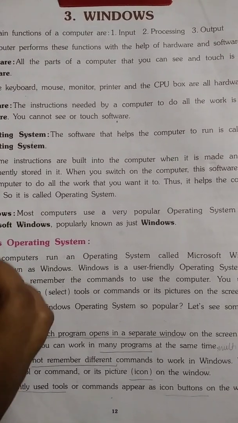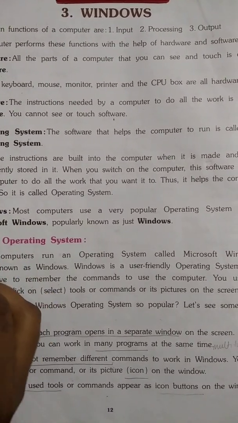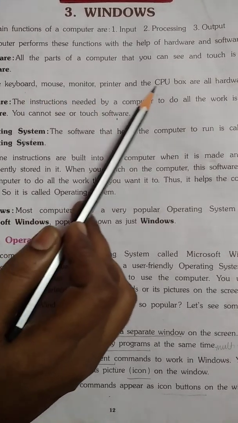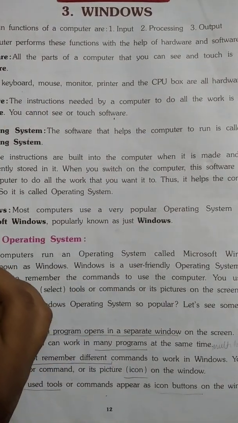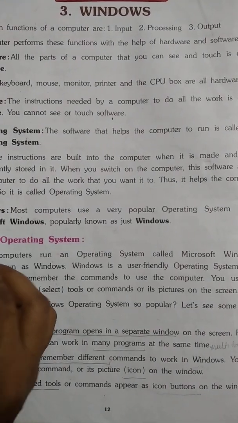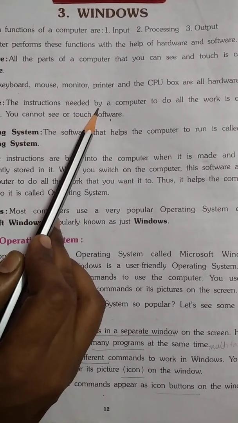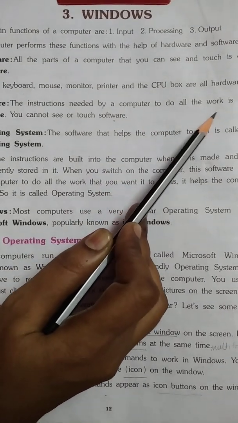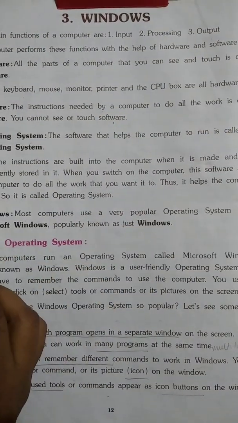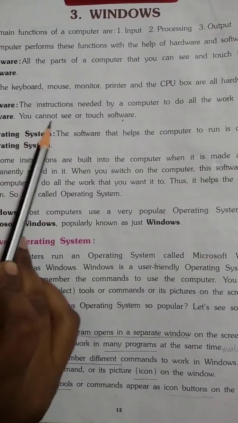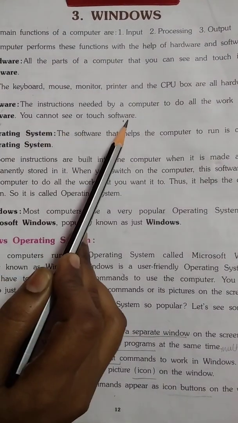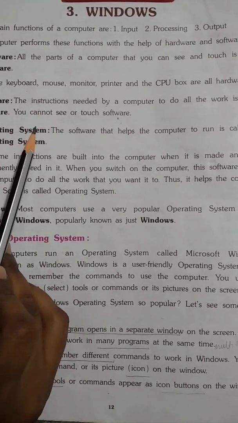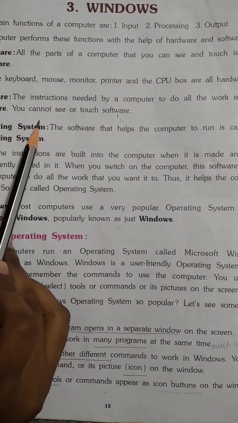Okay, got it? Now what is software? You studied hardware in lesson number 2, isn't it? The instructions needed by a computer to do all the work are called software. You cannot see or touch software.